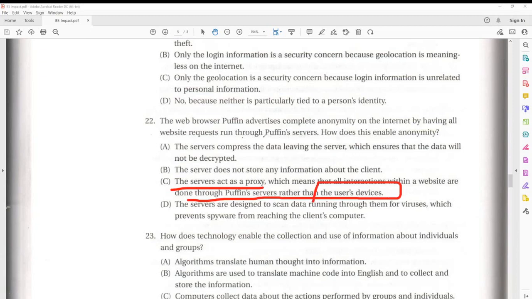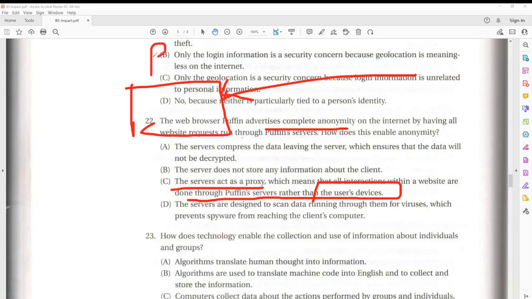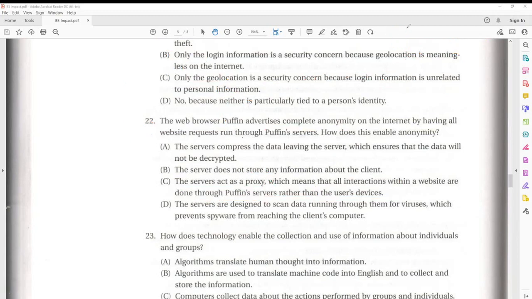So you log into the server. It's a proxy server, just like a game server. You log in, and you call yourself King of Night, and you play the game, nobody knows who you are. So it is some sort of proxy, some sort of agent, someone who replaces you. So that is C, 22 is C.